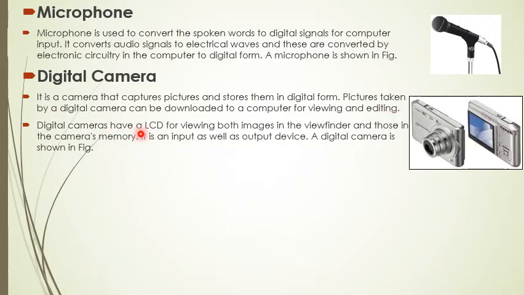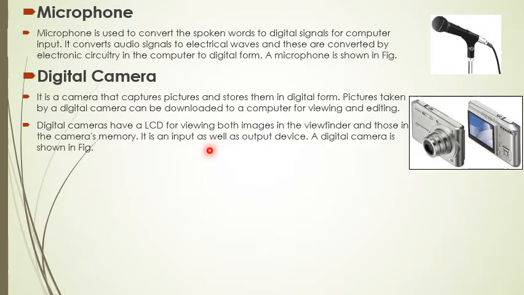Nowadays digital cameras have LCDs for viewing images, as well as a viewfinder. We can also view our memory card data through that LCD, that is, which pictures we have taken, which are inside the memory card. So we can view those images through the LCD. We can also delete and crop the image through that.